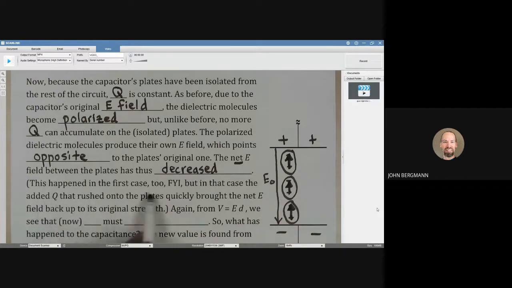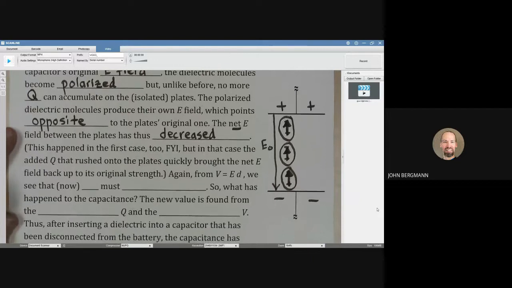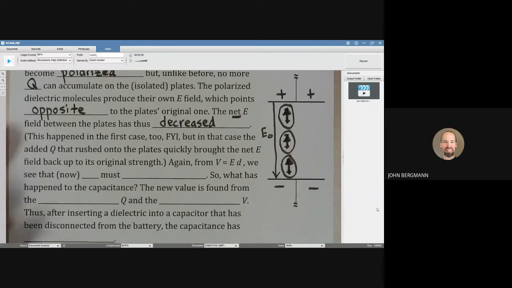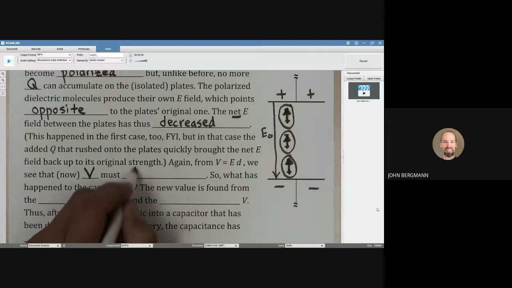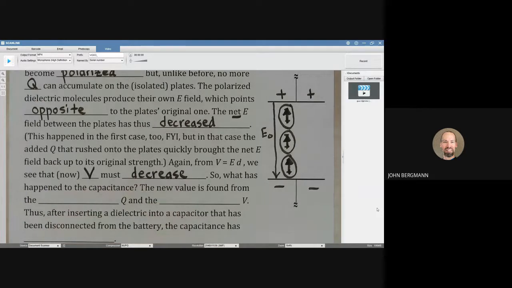This happened in the first case too, for your information. But in that case, the added charge that rushed onto the plates quickly brought the net electric field back up to its original strength. So more charge rushed onto the plates, and what ended up happening is the final electric field was the same as the original. Again, from V equals E times D, we see that now, if E has decreased, then V must also decrease, because the separation hasn't changed. So if E is smaller, then V is also smaller.